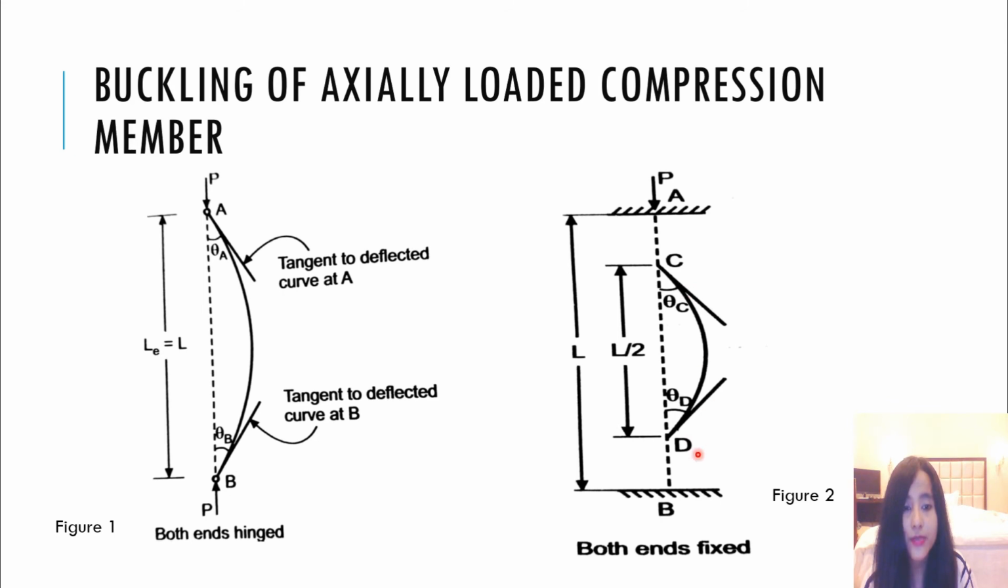C and D can be treated as a hinged support also. अब यहाँ पर हम hinged support करके treat कर सकते हैं. In this case, the effective length of this column, effective length is equal to L by 2. Okay, so I hope this is clear.